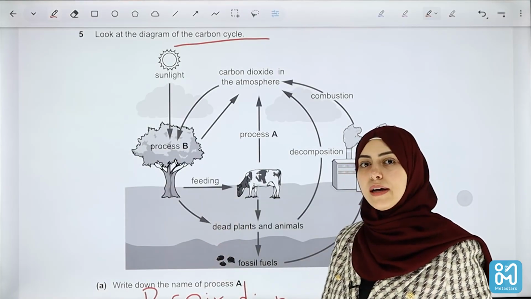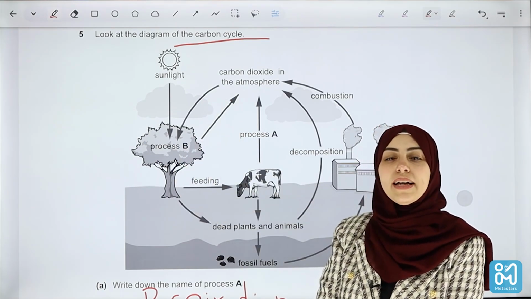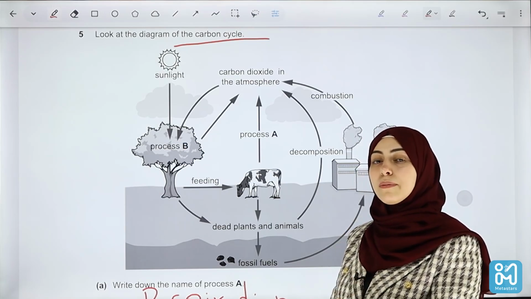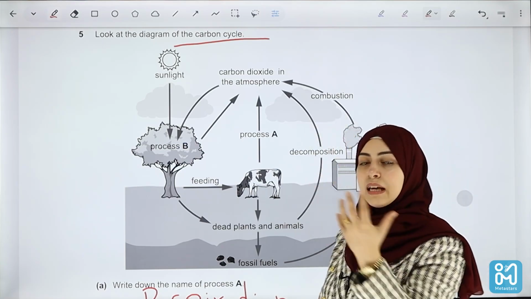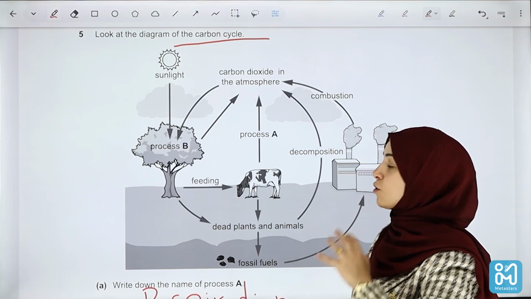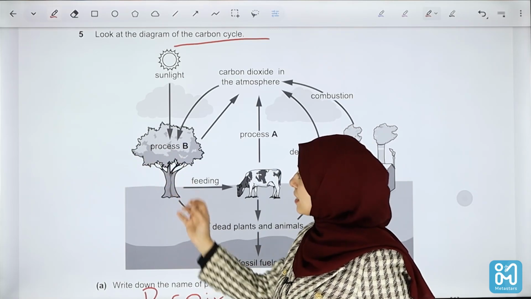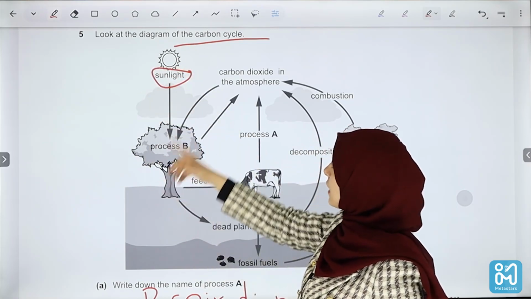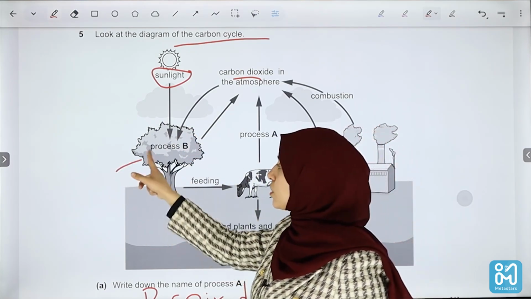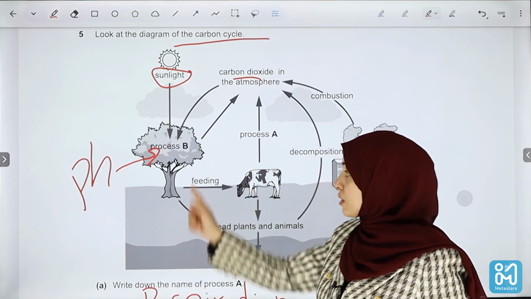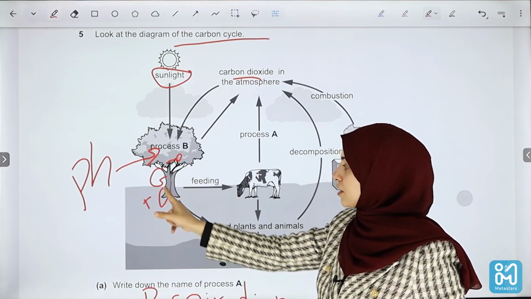So now let's solve question number 5, paper 2, 2023. Here we have to look at the diagram of a carbon cycle. While talking about the carbon cycle, we are talking about a series of processes in which carbon moves from a living organism to the surrounding environment, the physical environment that surrounds us. To start with, we have to analyze this diagram, okay? So here we have a plant, and as we can see, it takes the sunlight and the carbon dioxide from the atmosphere. So we predict that this plant is undergoing photosynthesis. This process is photosynthesis, and this plant will produce glucose and oxygen.